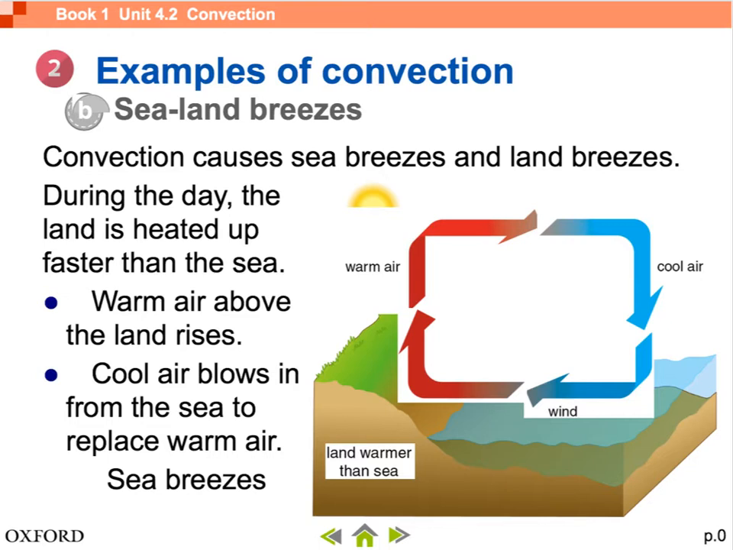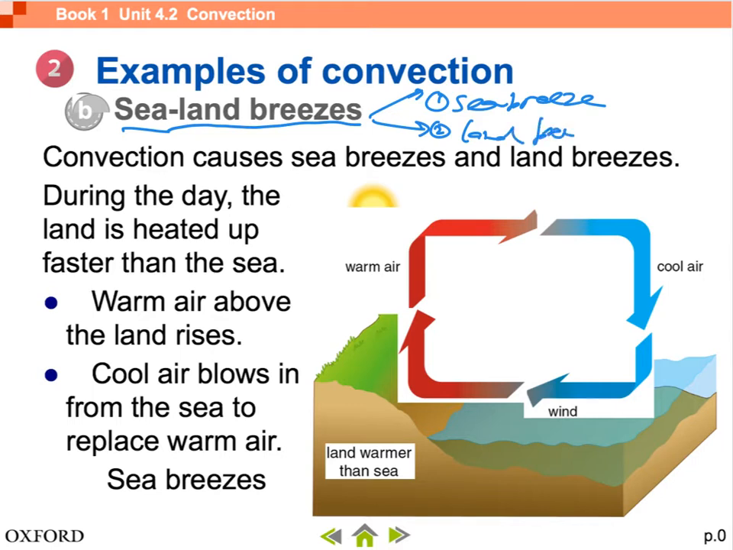Here is another example of convection. It is called sea-land breezes. Sea-land breezes is a combination of two breezes. The first one is the sea breeze, and the other one is the land breeze. Breeze means wind. Sea breeze represents the wind coming from the sea towards the land. So the figure shown here represents the sea breeze.